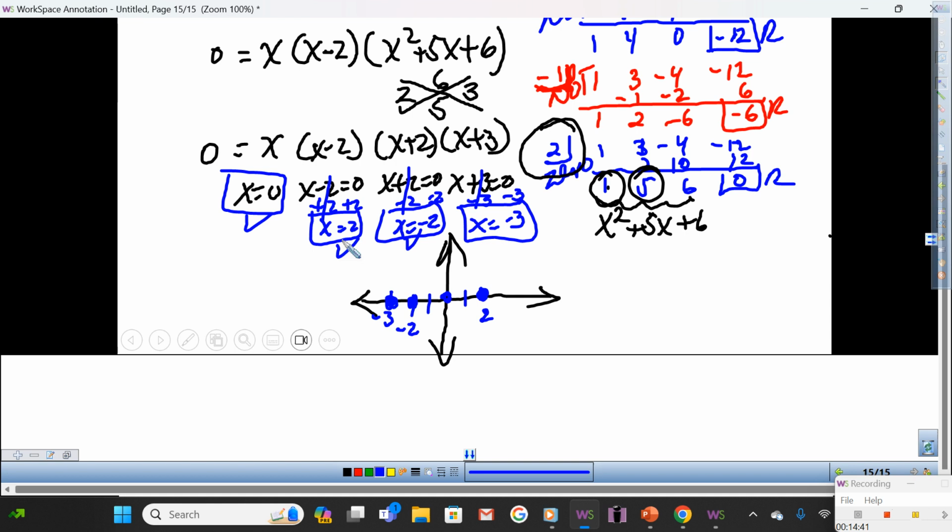Now, how many x-intercepts do we have? 4 of them, is that correct? So parent function should be x to the 4th. Tell your neighbor where it starts, and tell your neighbor where it ends. Where does it start, and where does it end?